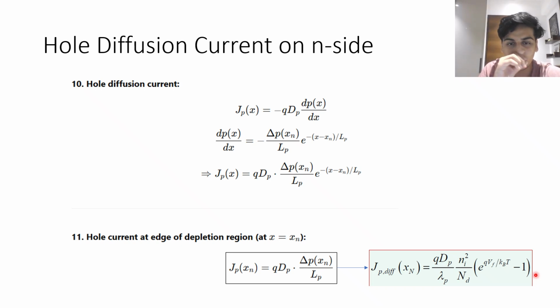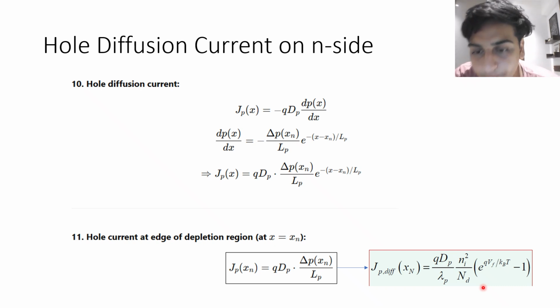This is something which we had calculated before, and we can write p at n naught as ni square by nd, which is something which we also saw before. So we have this expression of diffusion current at xn. Now we are going to use this expression to calculate the total current in the diode, which is our ultimate goal, which is that we want to be able to calculate this total current as a function of the bias voltage in the diode, because once we have done this, our characterization of the diode would be complete. Cool. So this is our expression for the diffusion current at xn, right?